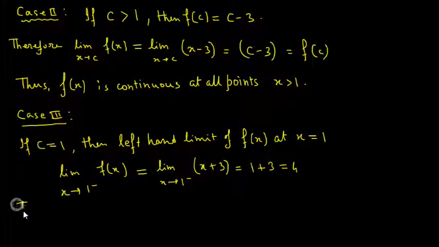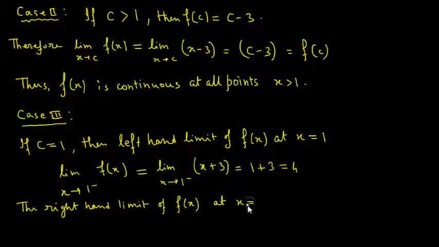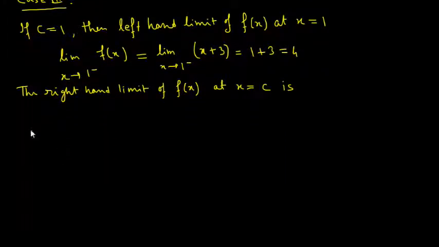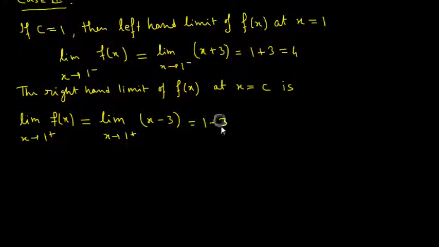The right hand limit of f(x) at x = 1 is the limit as x tends to 1 from the right of f(x), which is equal to the limit as x tends to 1 from the right of x - 3, which is equal to 1 - 3 = -2.